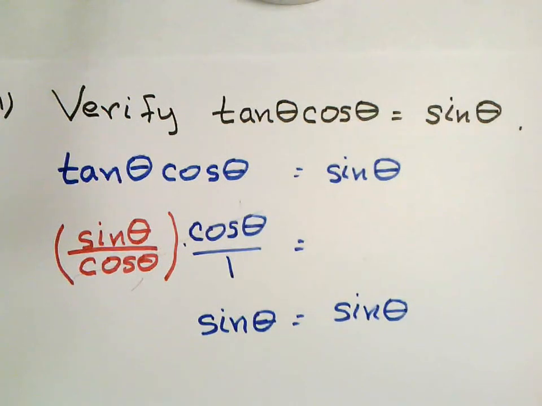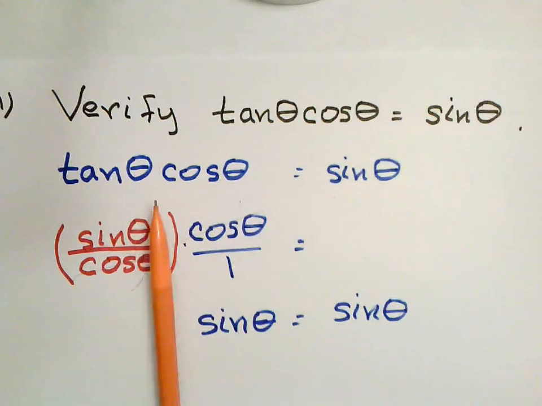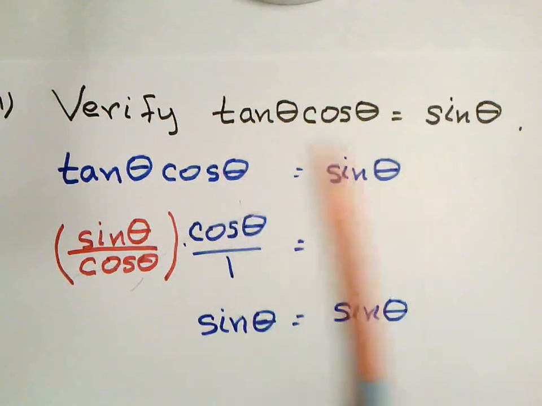So what we've done is shown that the left side is equal to the right side. We only worked with the left-hand side. So we have verified that this identity is true. Let's look at another example.